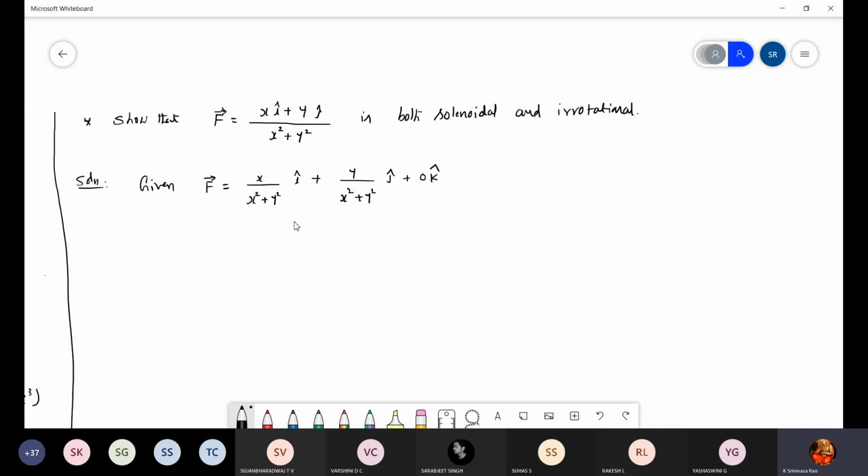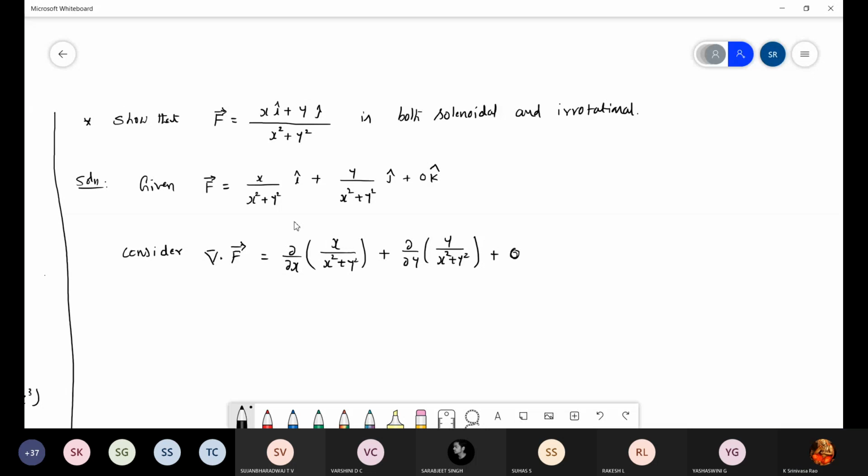Therefore, consider del dot f. That is equal to del dot f, nothing but dou by dou x of the first component, that is x by x square plus y square, plus dou by dou y of the second component. It is a scalar. The second component is y divided by x square plus y square. And the third component is 0, no need to write. For your reference, I am writing dou by dou z of 0, it is 0.